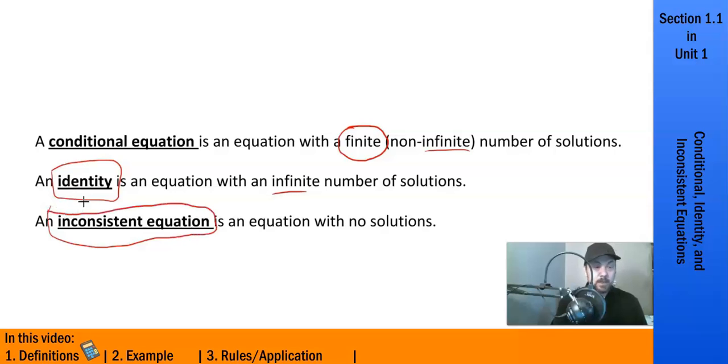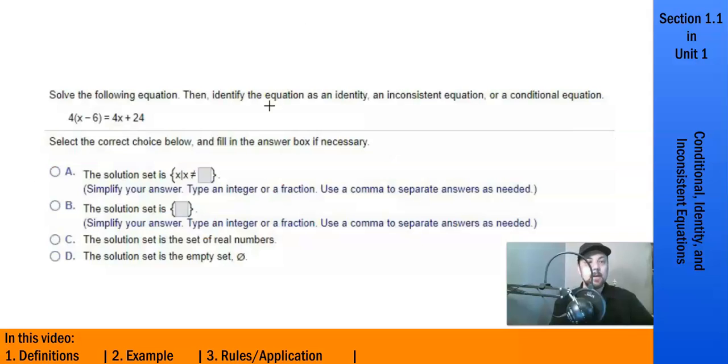These are special cases, and we'll talk about how to recognize in your equation when you have one of those special cases. All right, so let's take a look at this example. We have 4 times parentheses x minus 6 equals 4x plus 24. And so we'll start by distributing the 4, right? You can't solve for x while it's stuck in the parentheses.